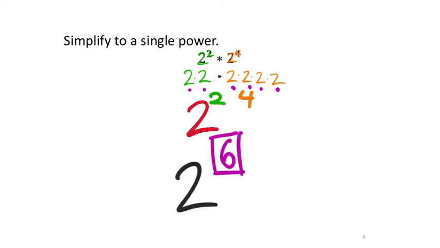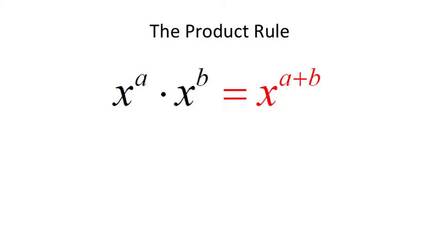And again, you could even think about this. What would you have to do with 2 and 4 to get a 6? You'd add them together. Okay, so this is our rule. When the bases are the same and you're multiplying them, just add the exponents. So there's the rule. This is more abstract.